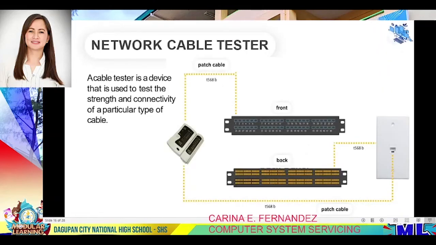Next is the network cable tester. A cable tester is a device that is used to test the strength and connectivity of a particular type of cable. One of the problems with wired networks is that when they cease to work, troubleshooting may be a little more difficult as compared to wireless networks. This is where a network cable tester can help you.